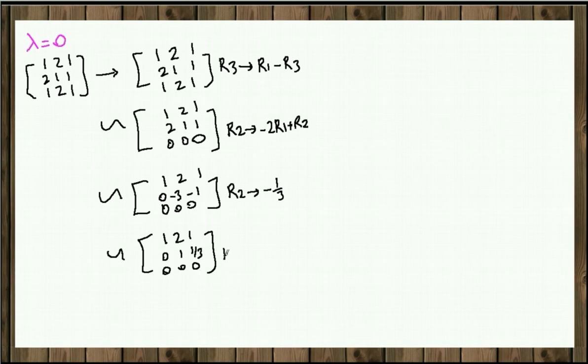Now we're going to change row 1 again by negative 2 times row 2 plus row 1. So here we're going to get 0, 0, 0. Row 3 did not change, row 2 did not change, and row 1 will be negative 2 times 1 is negative 2 plus 2 is 0. Negative 2 times 1/3 is negative 2 over 3 plus 1 will be 1/3. So this is our reduced matrix.